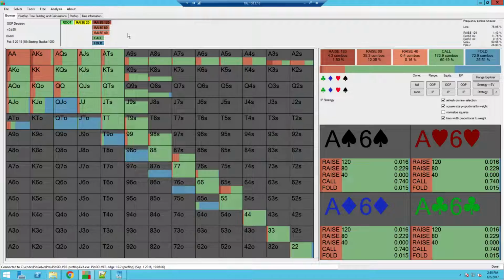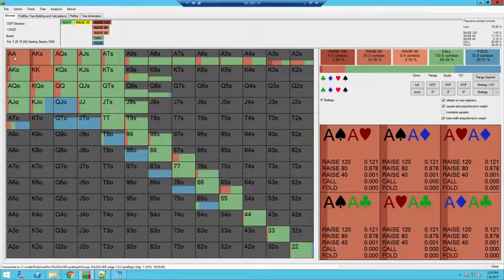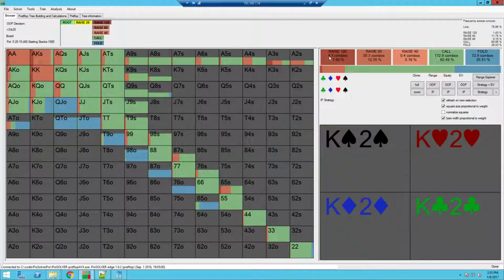So if we take a look at what it is doing here in the range, you can see there's quite a bit of green. So they're going to be calling with 60% of their range, if we look over here. So that's going to be 172 combinations. But let's look at what they're going to be raising with. So if we look at the big bet, the raise to 120, when there are 3 sizes available, they really are not doing the 120 to any significant extent. Even with aces, they're really not raising to the 120 cap. It's 4.3 combinations, or 1.5% of their range.